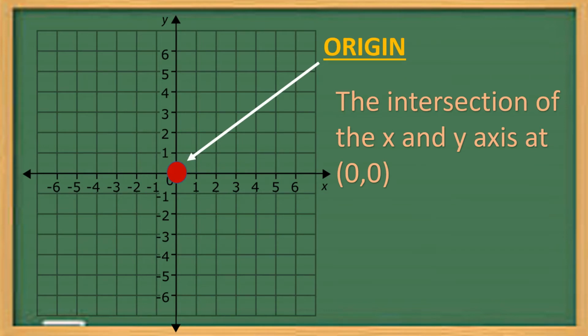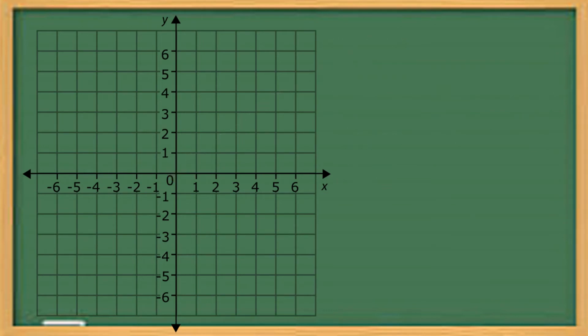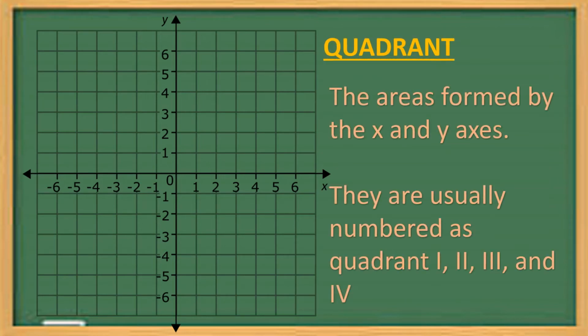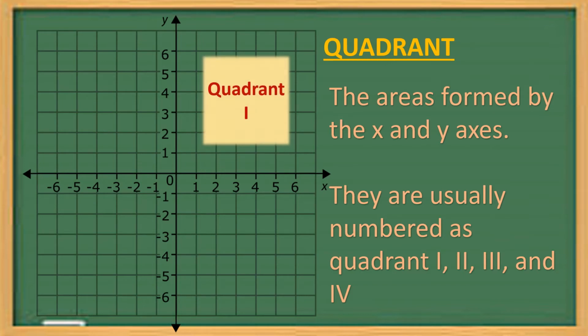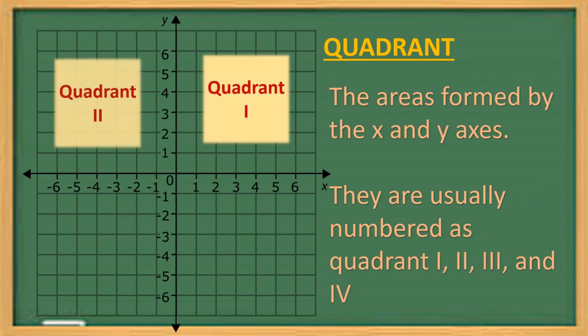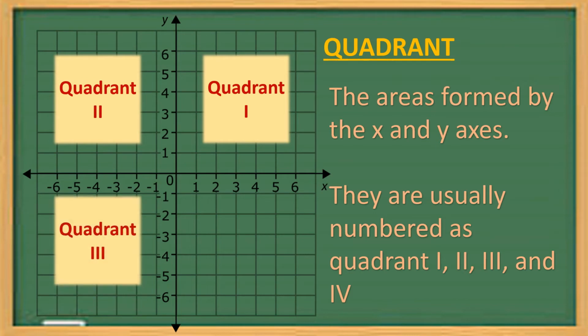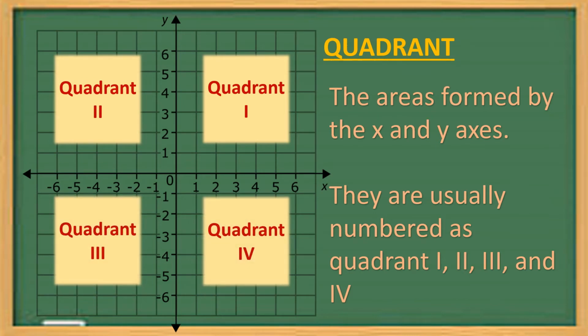With the intersection, four areas are formed, which we call quadrants. Quadrants are named from the upper right-hand corner, moving counterclockwise. We number them as Quadrant 1, Quadrant 2, Quadrant 3, and Quadrant 4.